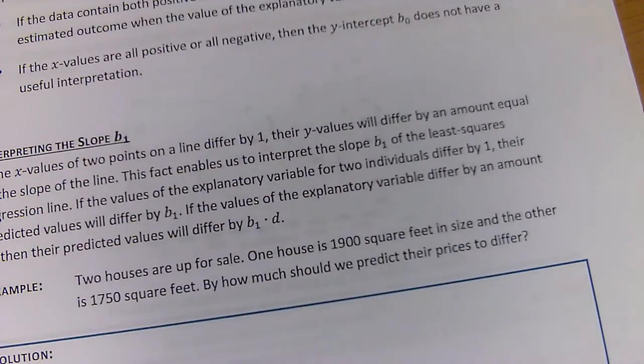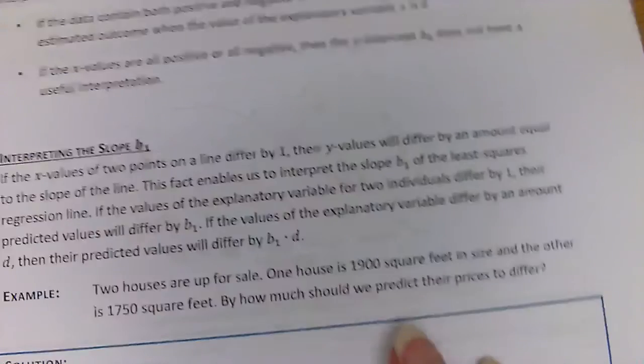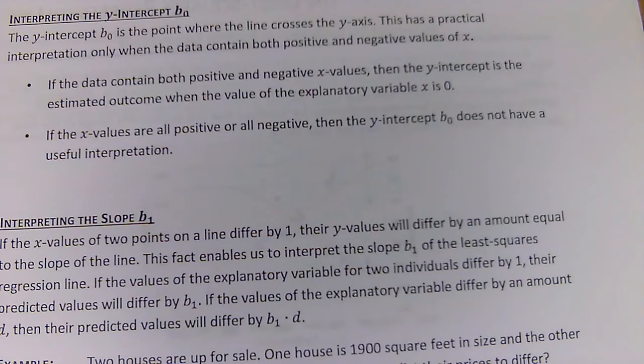Now, interpreting our Y-intercept and our slope, let's talk about that. The Y-intercept is the point where the line of best fit would cross the Y-axis. This has a practical interpretation only when the data contains both positive and negative values of X. If the data contains both, then the Y-intercept is the estimated outcome when the value of the explanatory variable X is 0. If the X values are all positive or all negative, then we really don't have a useful interpretation. And also you need to think about it in terms of your situation.